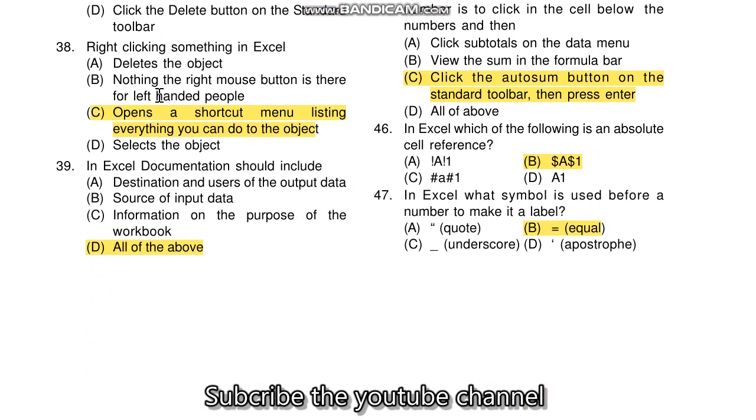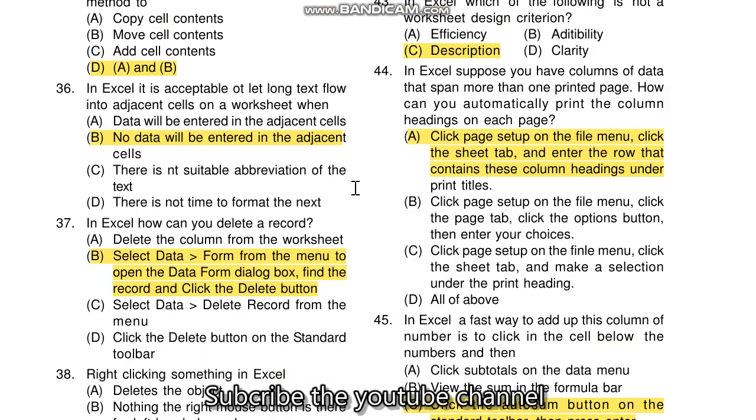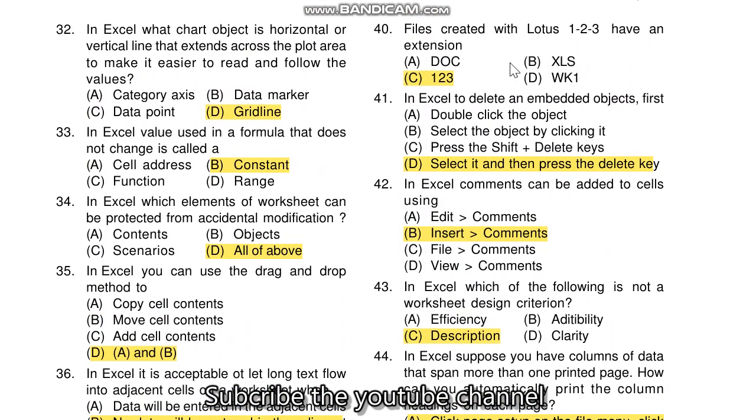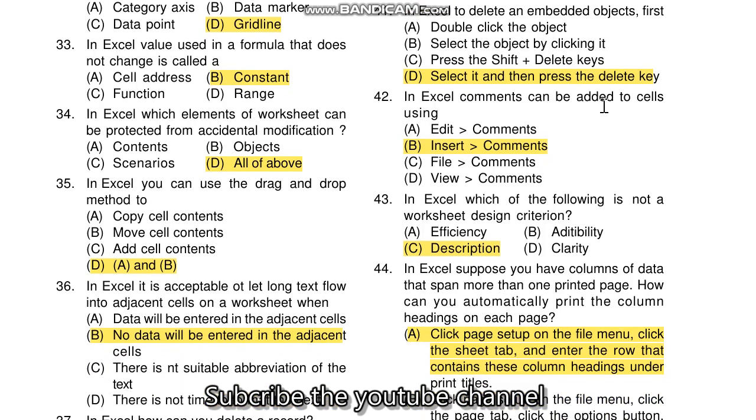38 question right clicking the something in Excel open the shortcut menu listing everything you can do to the object कहता है. 39 question Excel documentation should include all of the above कहता है. Files created with the Lotus 123 have an extension 123 कहता है. 41 in Excel to delete an embedded object first select it and then press the delete key कहता है. 42 question Excel comments can be added to cell using insert comment कहता है.